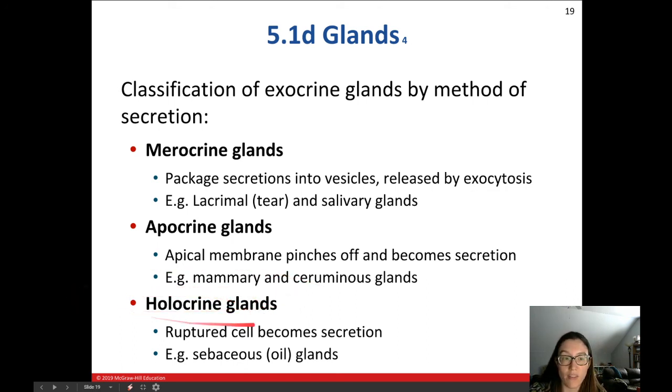And then finally we have the holocrine glands, where the whole entire cell is actually just going to rupture, and that ruptured cell is going to become the secretion. The sebaceous or oil glands in the skin are a really good example of this. So in our holocrine glands, the whole cell ruptures and is destroyed and becomes a secretion. In apocrine glands the cell is not destroyed; this part of the cell is pinched off. In holocrine glands, the entire cell is destroyed.